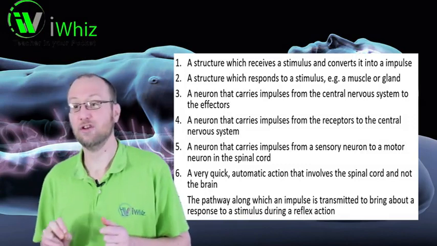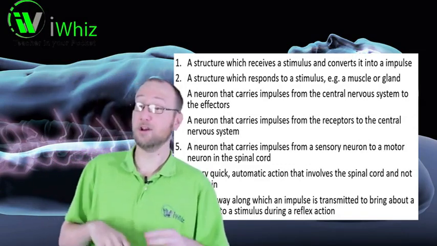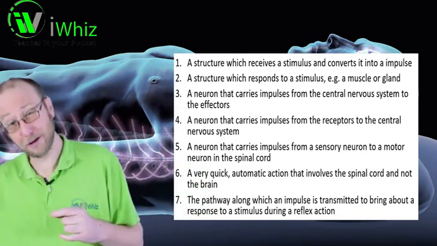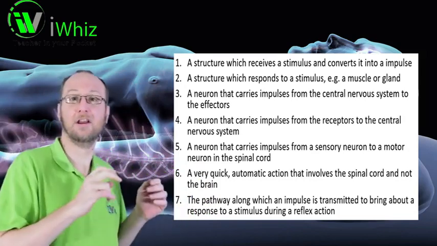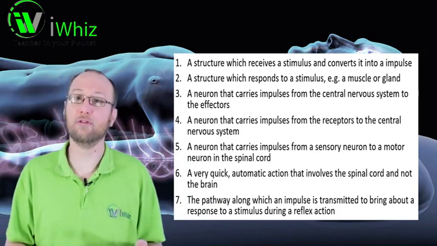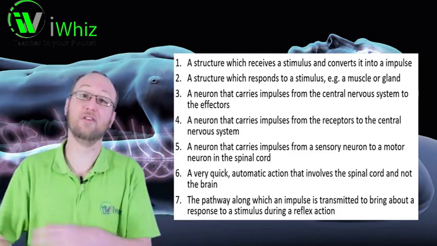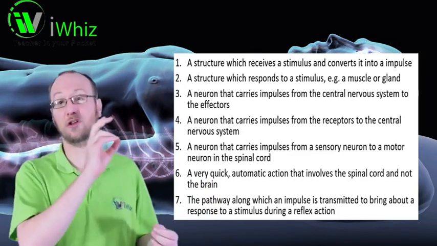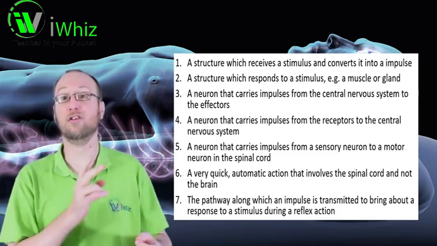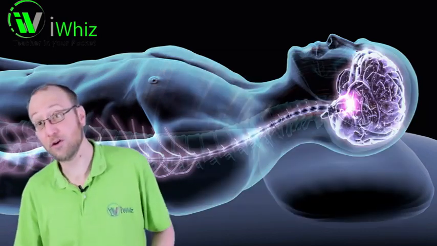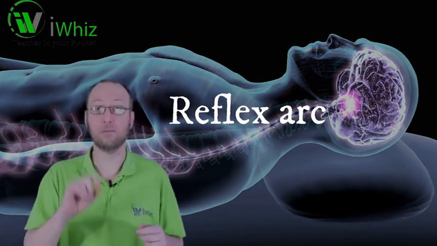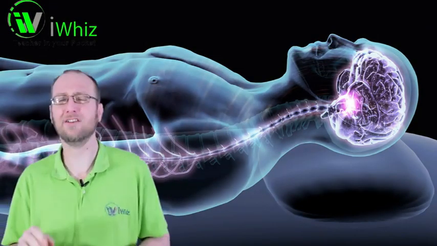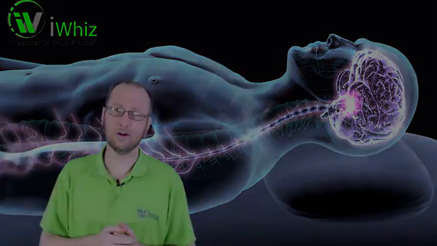Okay, then number 7, the pathway along which an impulse is transmitted to bring about a response to a stimulus during a reflex action. We're going to talk about this a bit more in the future, but the pathway that an impulse takes from our sensory organs, through the sensory neurons, into the connector neurons, into the motor neurons, to the effector organs, that is called a reflex arc. Remember that word because we're going to speak about it a bit more later on.